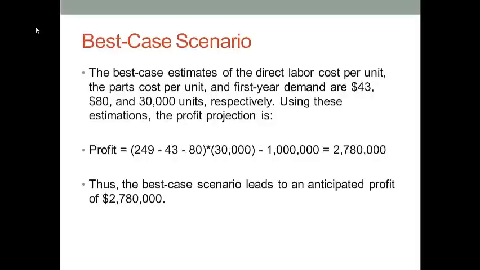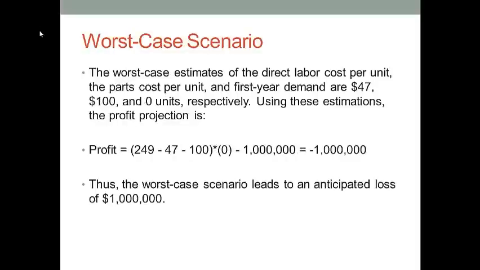In the best scenario, the analysts believe that the cost will be lower, but the demand is higher. For instance, in the best scenario, they estimate the direct labor cost per smartphone is only $43. The part cost per smartphone is $80, but the demand will be 30,000 units. If they put these values into the total profit calculation, they get that the first year total profit in the best scenario could be $2.7 million.